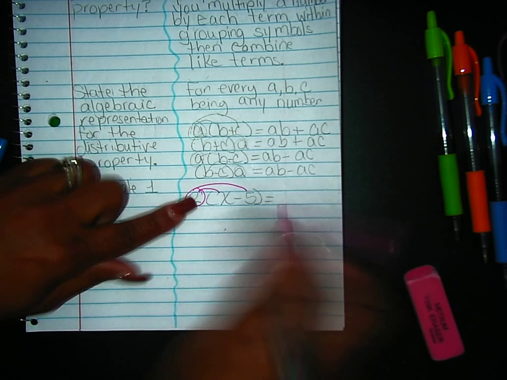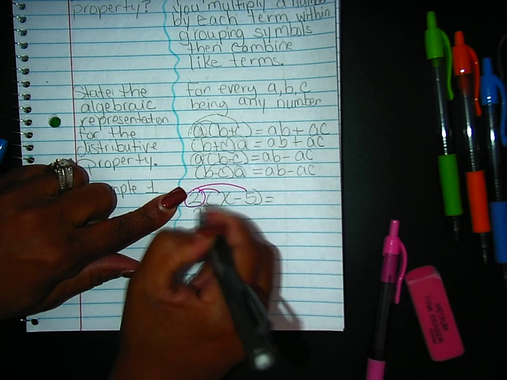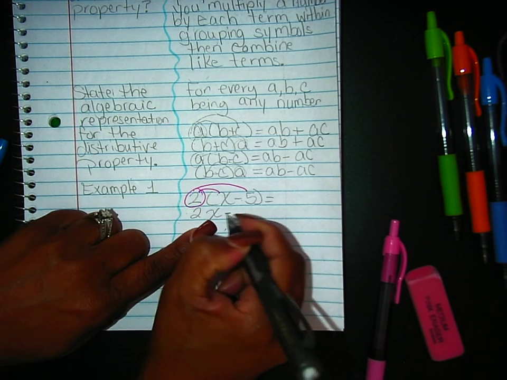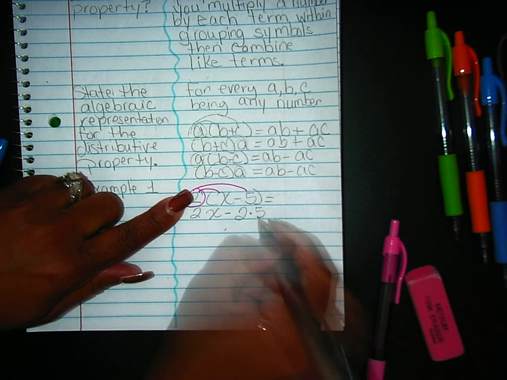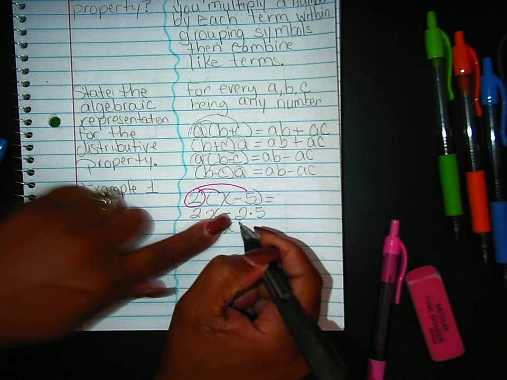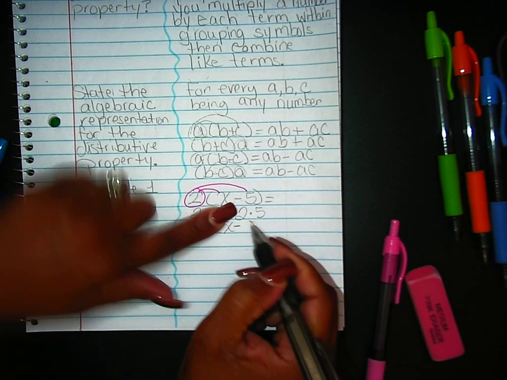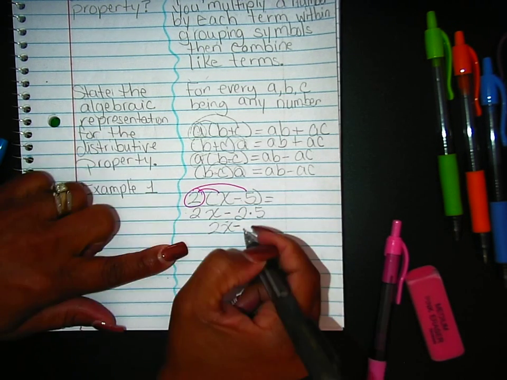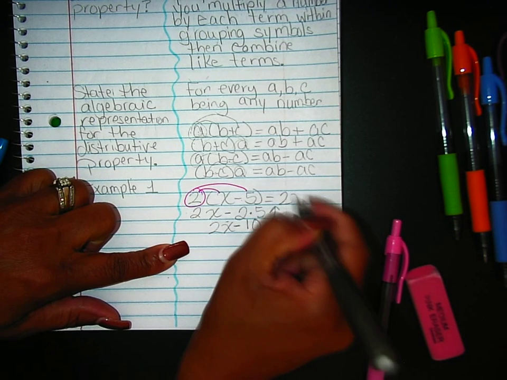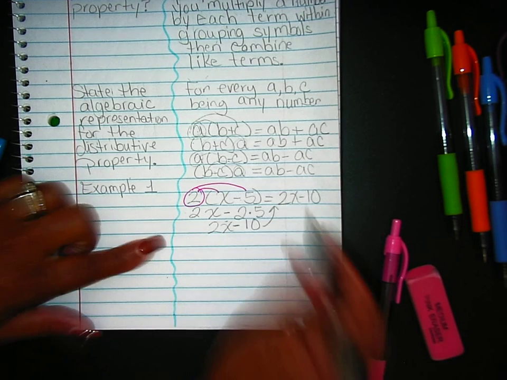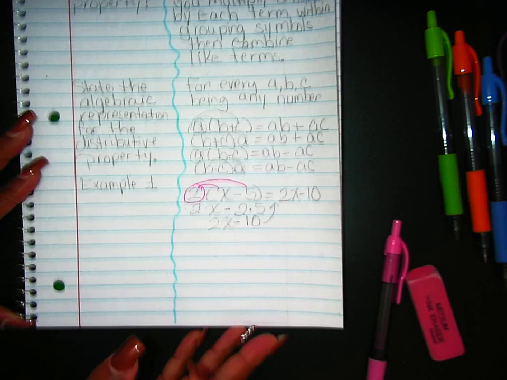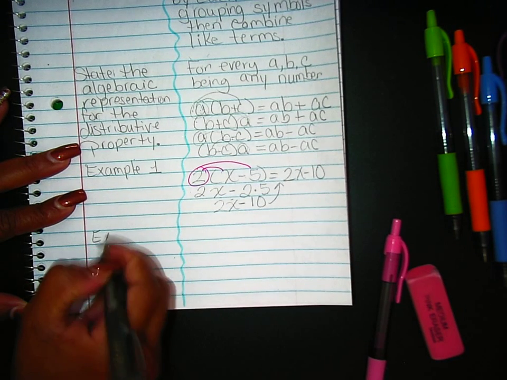So when I do that, I have 2 times x minus 2 times 5. So 2 times x remains 2 times x. I'm going to bring my negative sign there. Then I'm going to say 2 times 5, the product is 10. So now it's simplified to 2x minus 10, and there are no like terms, so we're done with our binomial being the result. Example 2.